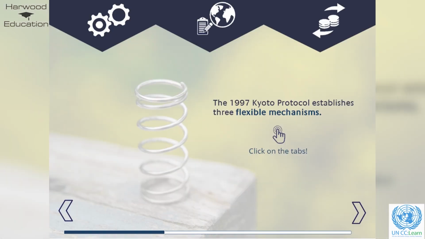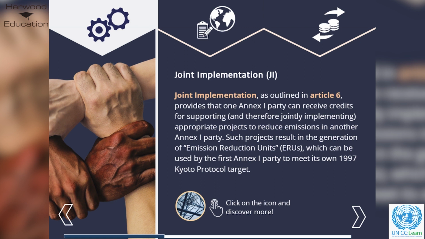The 1997 Kyoto Protocol establishes 3 flexible mechanisms. Let's click on the tabs. Joint Implementation, JI. Joint implementation, as outlined in Article 6, provides that one Annex I party can receive credits for supporting and therefore jointly implementing appropriate projects to reduce emissions in another Annex I party. Such projects result in the generation of emission reduction units, ERUs, which can be used by the first Annex party to meet its own 1997 Kyoto Protocol target.